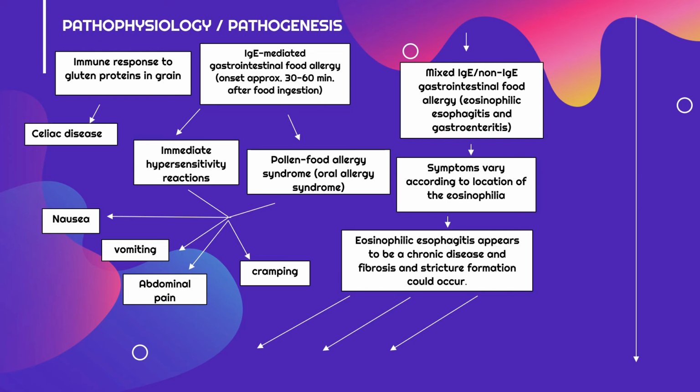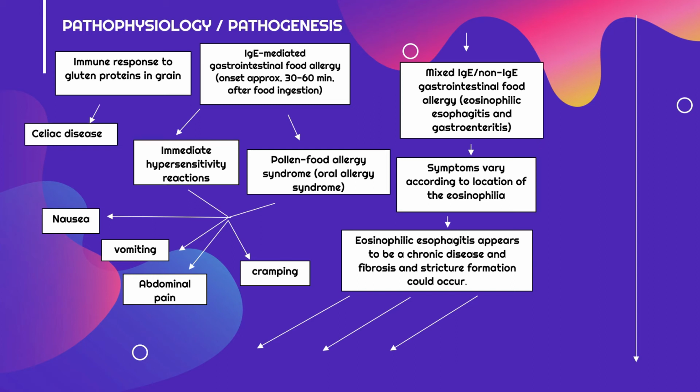Then after that, it leads to IgE-mediated gastrointestinal food allergy, which has an onset of approximately 30 to 60 minutes after food ingestion. Then it leads to immediate hypersensitivity reactions and pollen-food allergy syndrome or oral allergy syndrome. These lead to some of the symptoms of food allergy: nausea, vomiting, abdominal pain, and cramping.